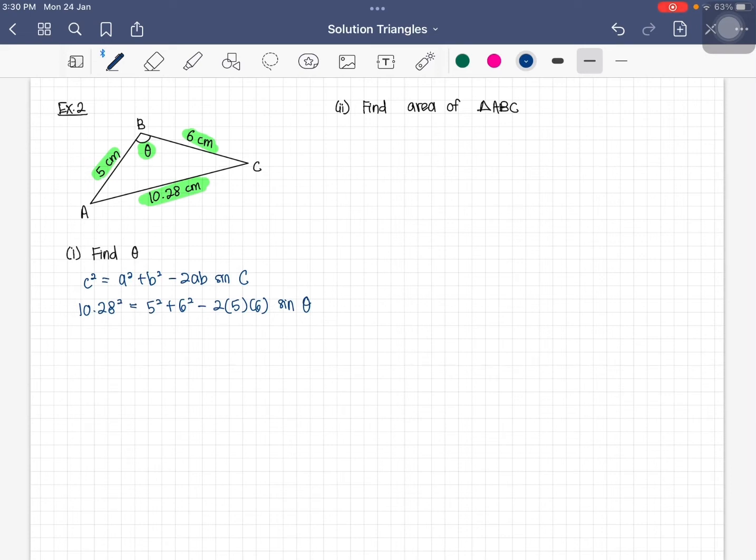All right, this big C. Therefore we have to simplify this one. 10.28 squared, which is given by that one, should be 61 minus 60 sine of theta. Therefore I'm going to bring the negative sine of theta to the left side, so I've got 60 sine of theta, which is given by 61 minus 10.28 squared.